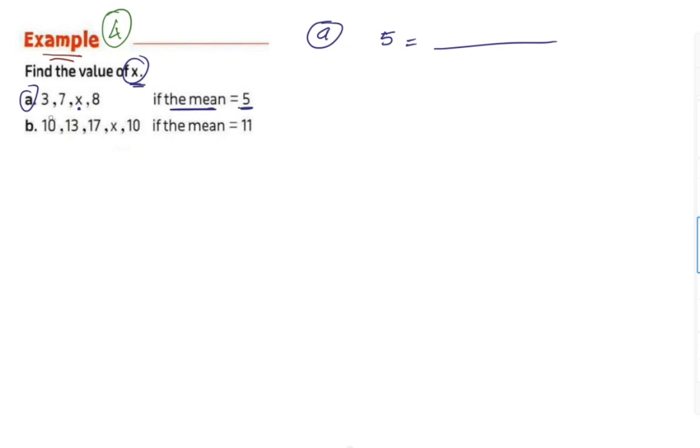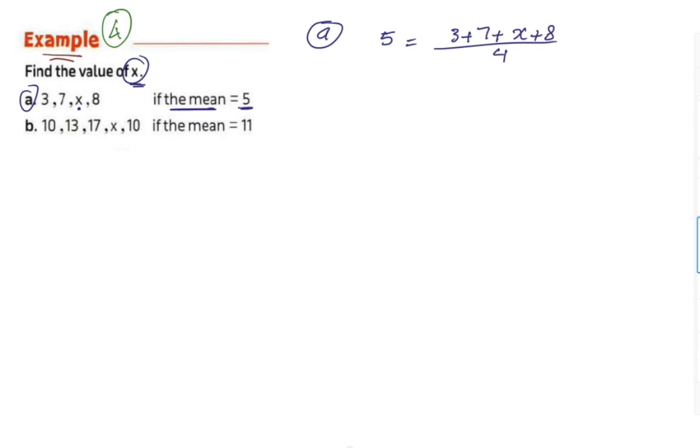Summation of the values. What are the values? 3 plus 7 plus x plus 8 over 1, 2, 3, 4, over 4. Now I have an equation, and this equation has a variable. The variable is x. I need to find the value of x. That's easy. That's an application of solving equations.